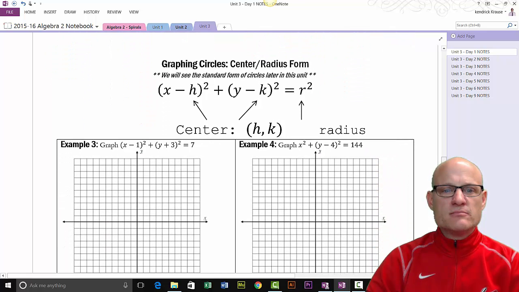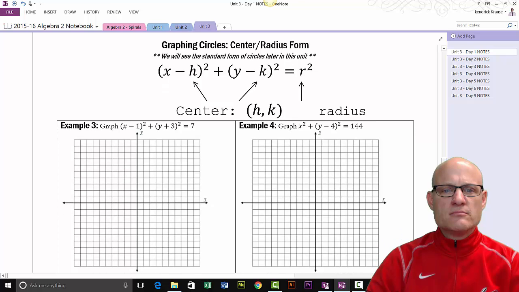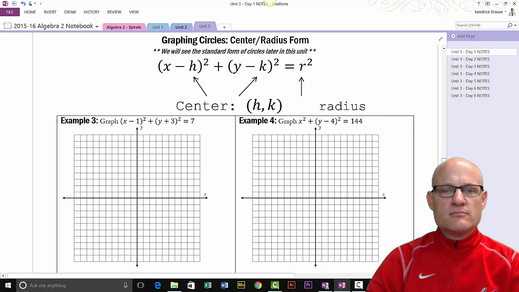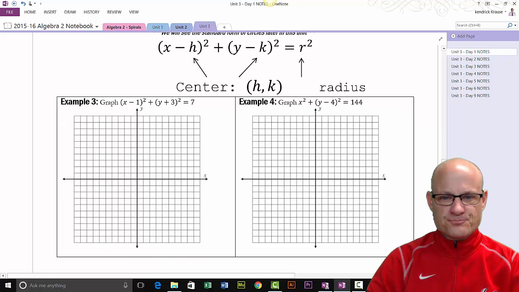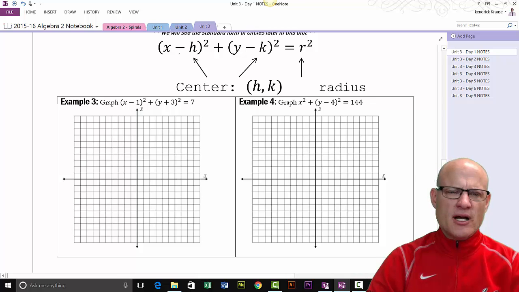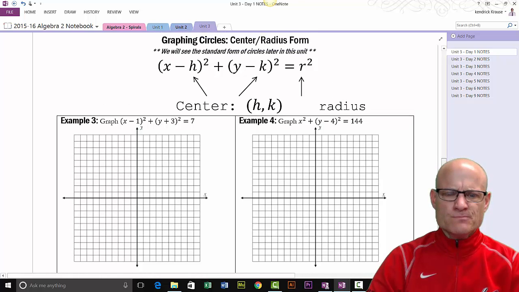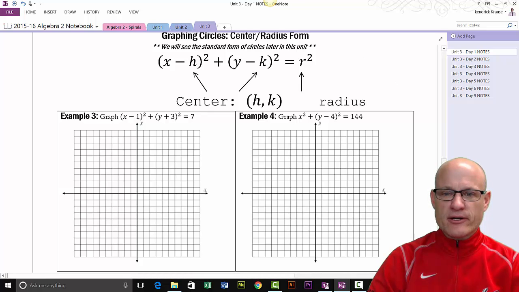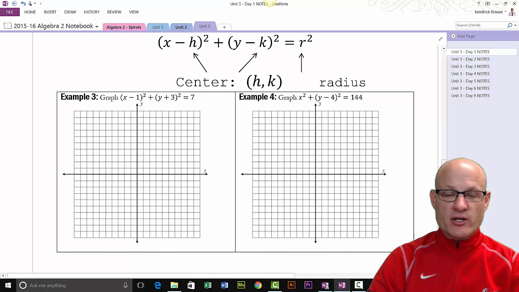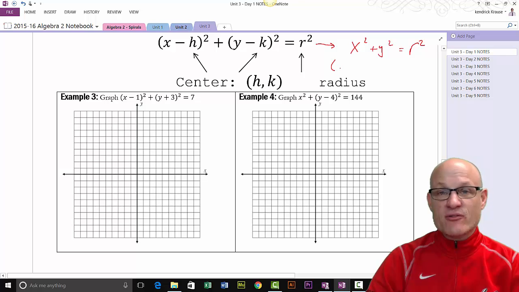Let's talk about circles. I've already talked about this form. I called this the standard form. I don't know what I was talking about earlier. Maybe the standard form is x squared plus y squared equals radius squared. To me, this is the standard form. This is the way you're going to see it almost all the time. When you have x squared plus y squared equals radius squared, it is actually this same thing, but because the vertex, remember, is the origin, it's really x minus 0 squared plus y minus 0 squared equals the radius squared.